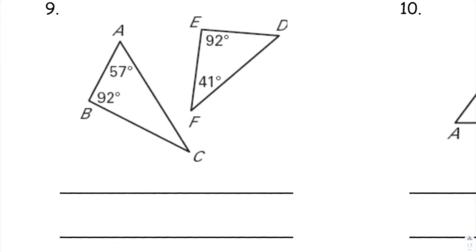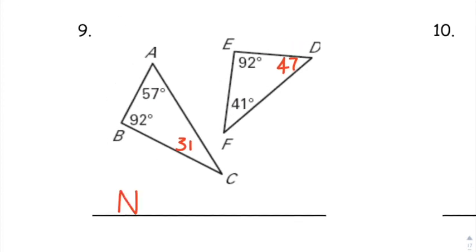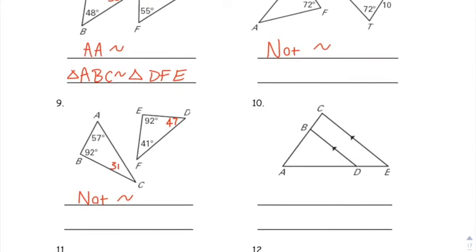Okay, let's look at this one. This one's kind of like the one right above it where you got multiple angles here. So I'm going to add up 92 plus 57 and then subtract from 180. And that gets us 31 degrees. Now that's looking like it's not going to match up with the other triangle, because if you go 92 plus 41 and then subtract from 180, that gets us 47 instead. So obviously different numbers right there. So this one right here, it's not similar, and that's because none of the angles match up.